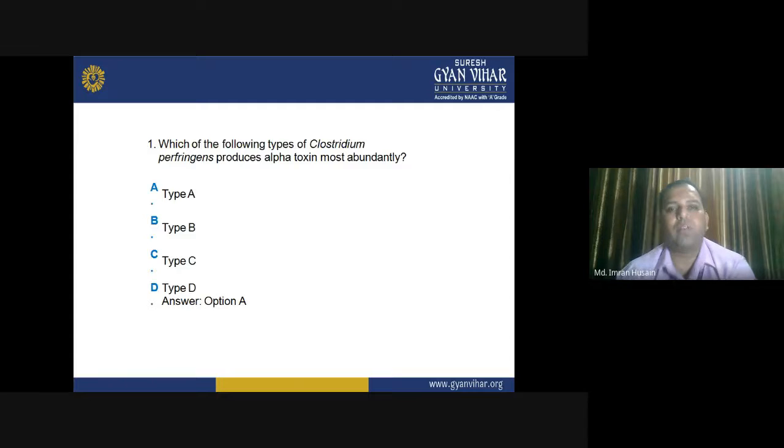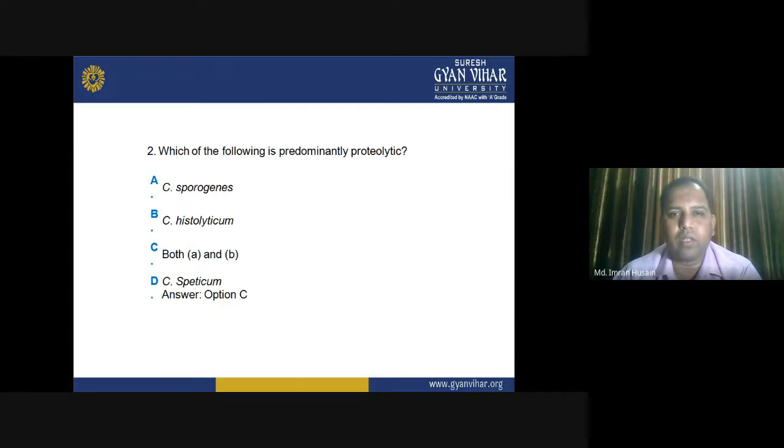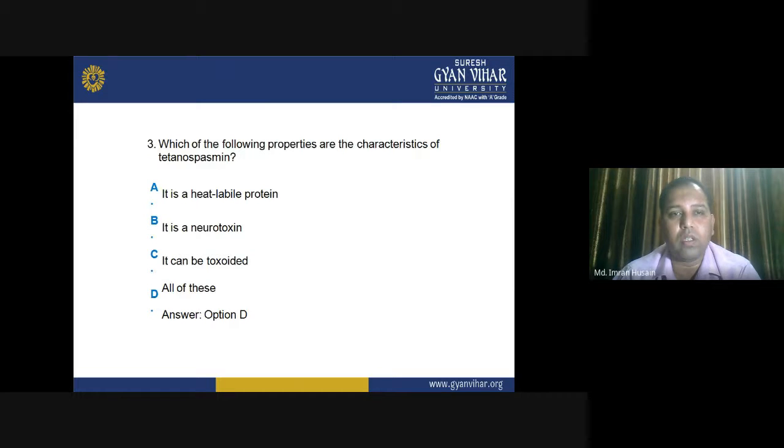Now coming on to the MCQs. Which of the following types of Clostridium perfringens alpha toxin is mostly abundant? The correct answer is A, type A. Which of the following is predominantly proteolytic? The correct answer is C, Clostridium sporogenes and Clostridium histolyticum. Which of the following properties are characteristics of tetanospasmin? The correct answer is D, all of them.